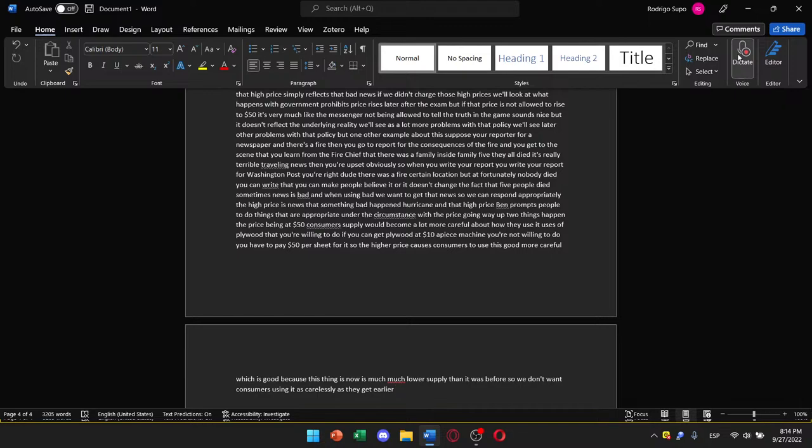A second thing that happens when the price goes up is that it prompts suppliers to put forward the extra effort to bring more to market. If price had stayed at $10, quantity supplied would be here. But by rising to $50, quantity supplied is higher.